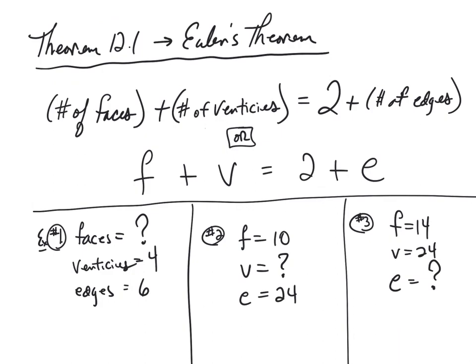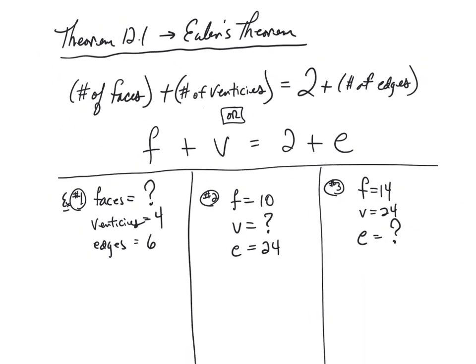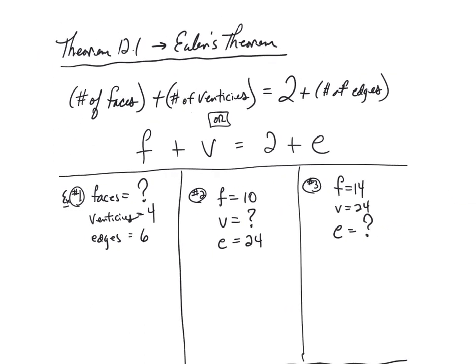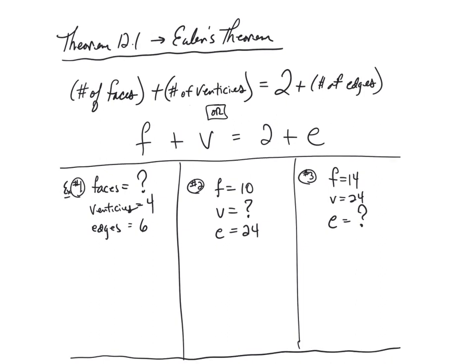Okay, next we're going to look at the only theorem in this section. There's just one, right? And it's numbered 12.1. And it's called Euler's theorem, named after a famous mathematician. And what it simply says is, and I forgot to write this out, so let me put it off to the side. In any polyhedron, the number of faces plus the number of vertices equals 2 plus the number of edges.